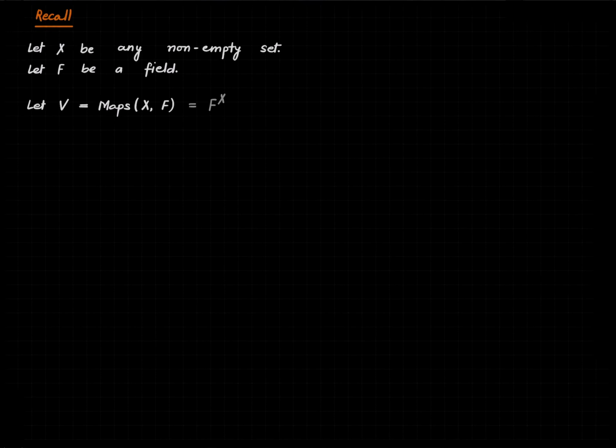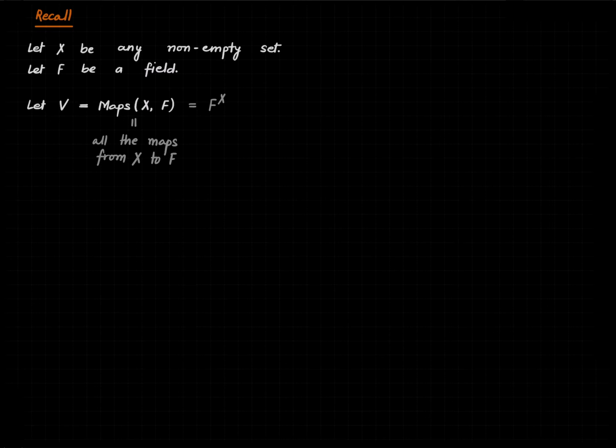So before we move ahead, let us recall that if X is any set and F is any field, then this set, what is this set? This set is the set of all the maps from X to F. I don't know how to write it. So it's all the maps from X to F.